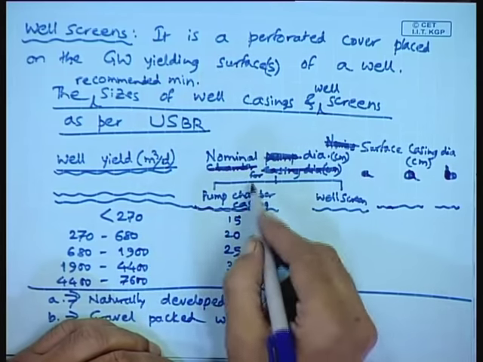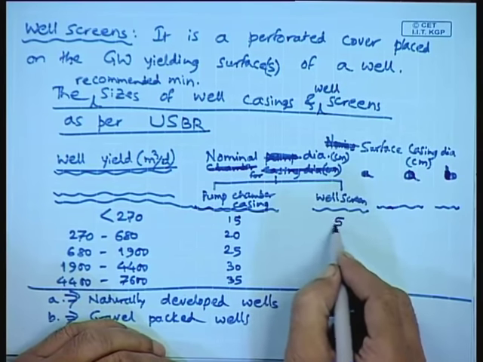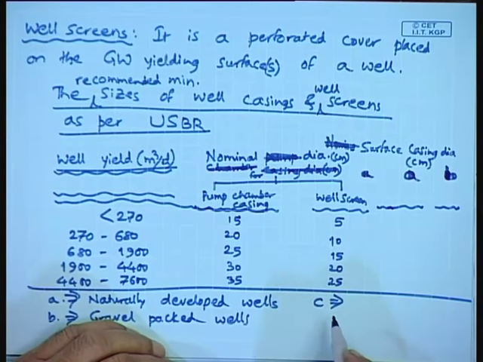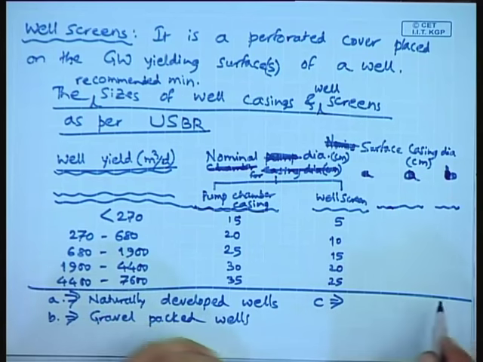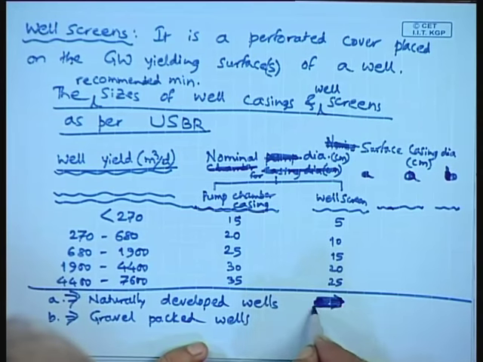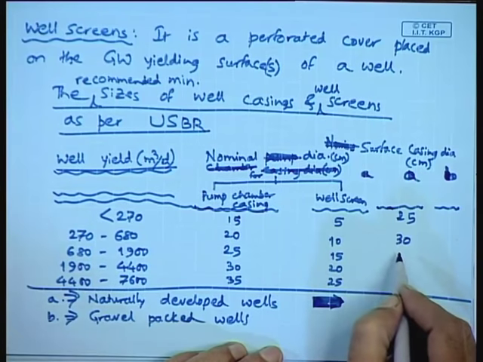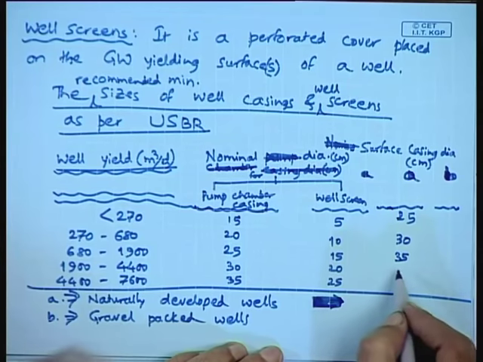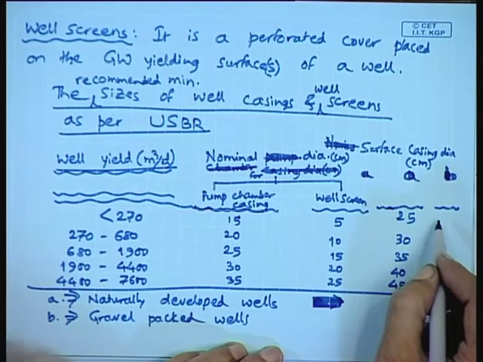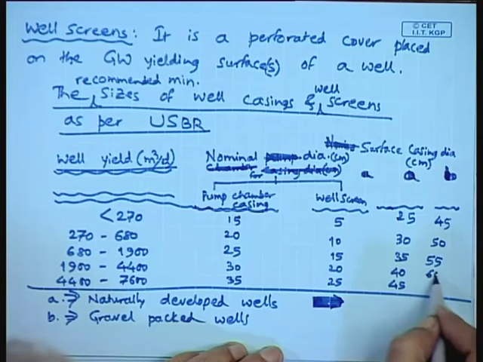So that is the nominal diameter for pump chamber casing. And similarly, nominal screen diameter for a well screen is 5, 10, 15, 20, then 25. And here the surface casing diameter, A for naturally developed wells, is 25, 30, 35, 40, 45. And similarly for gravel packed wells it is 45, 50, 55, 60, 65.